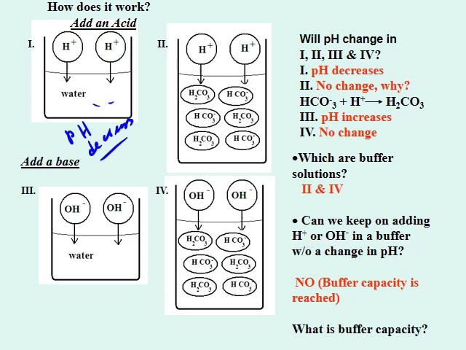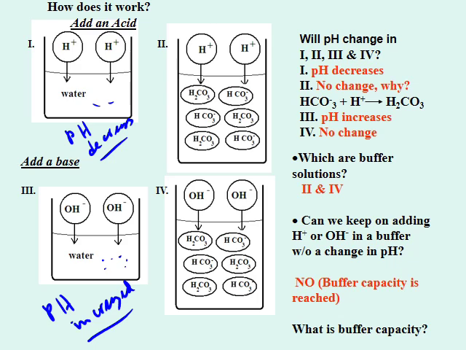In the third case, we're adding OH minus to water. As you're adding more and more OH minus, the OH minus concentration in water is going to increase. So it's getting more and more basic. What that means is pH has to increase. More basic means increased pH. Again, remember, pH equal to 7 is neutral, 8 is basic, 9 is even more basic. So in 1 and 3, pH changes as you are adding H plus or OH minus to a solution.